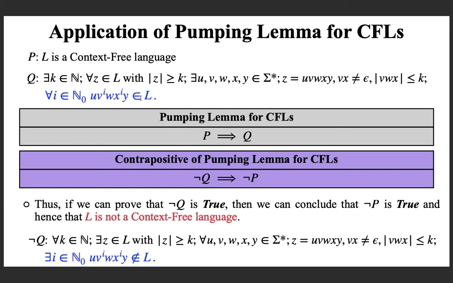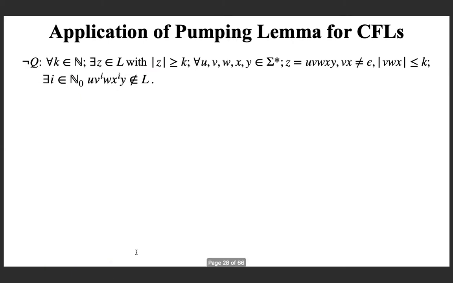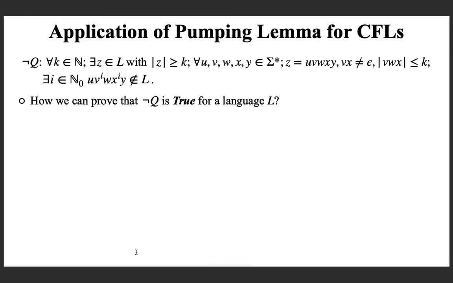That is, it must be in the language. So in the negation it becomes the negation of that. Okay, it must not be in the language. So this is the negation of Q. Now the question is, how can we prove that negation Q is true for a language?